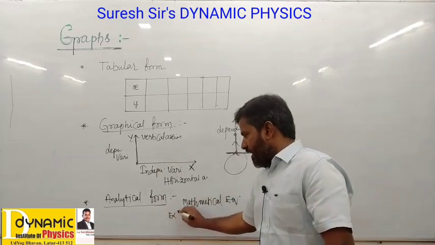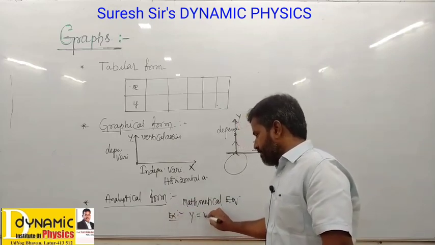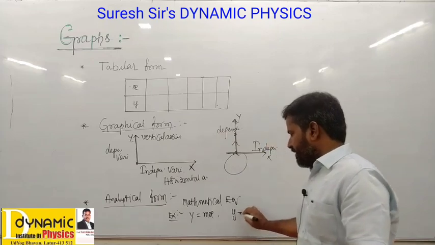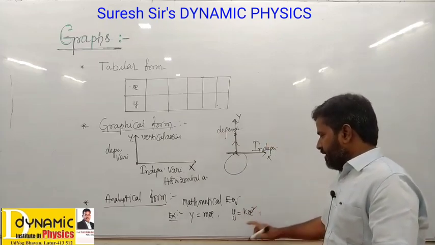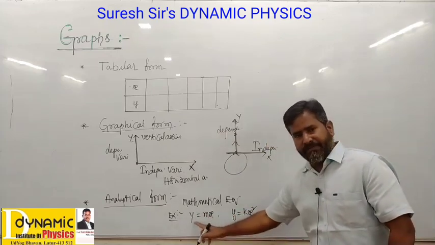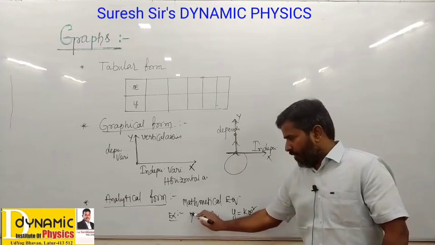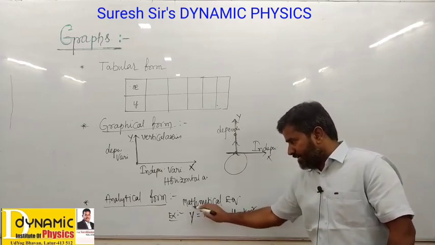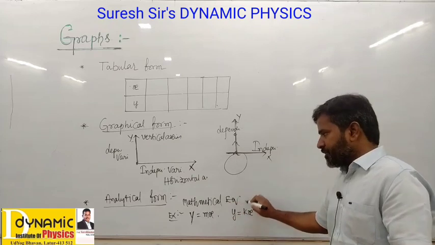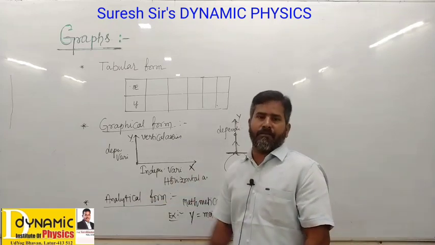For example, y equals mx or y equals kx squared. That indicates the relation between y and x, which is expressed by a mathematical equation. This is called the analytical form.